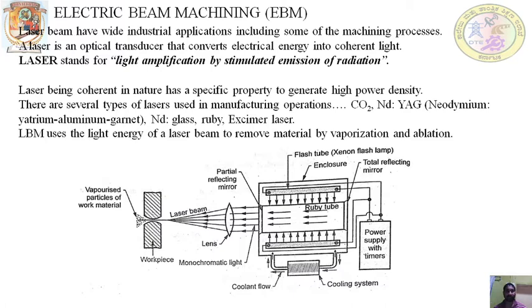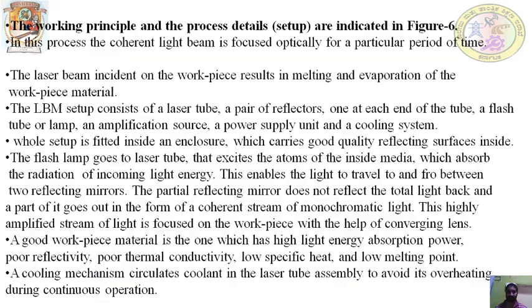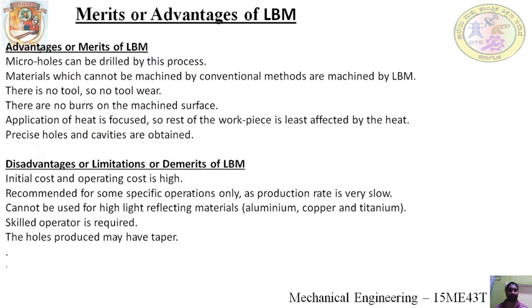Laser beam machining uses the light energy of the laser beam to remove metal by vaporization and ablation. The light energy increases the temperature of the workpiece so that metal is removed by means of vaporization and ablation. The working principle of the laser is very simple.